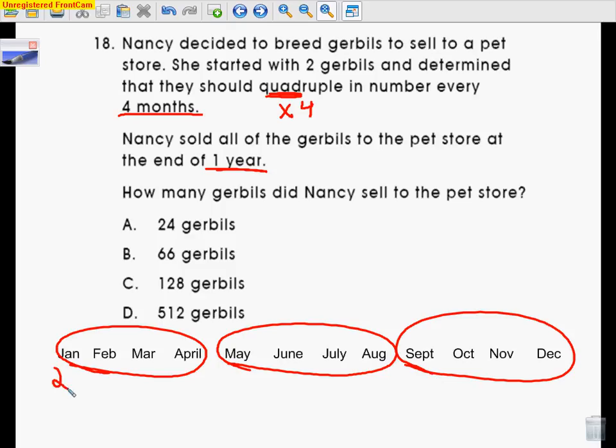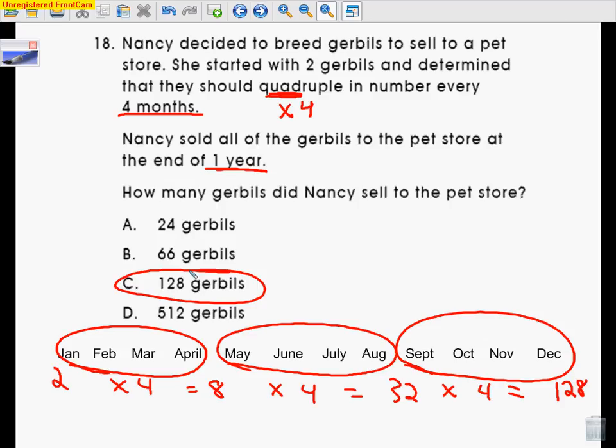So we're going to quadruple it, so we're going to multiply it by 4. And at the end of our period, the beginning of the next, we'll have 8. Then again, we'll multiply it by 4, we're quadrupling again. And at the end of that period, we'd have 32. And then again, we'll multiply by 4. And at the end of that period, we'll have 128. So there will be a total of 128 gerbils that she sold to the store.